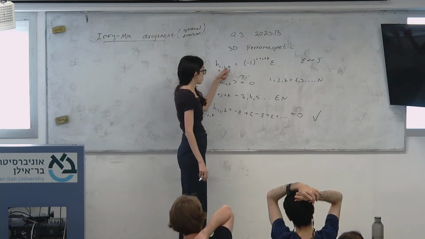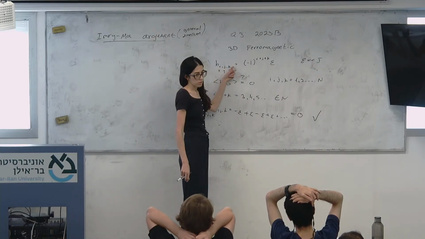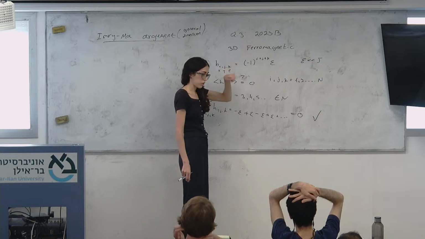It's the coordinates. You have three indices because you have three dimensions.